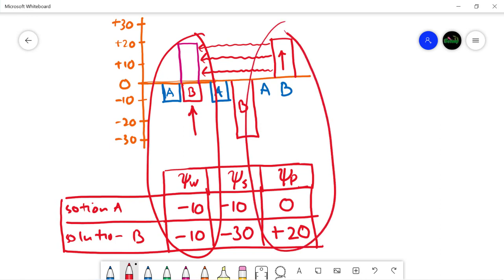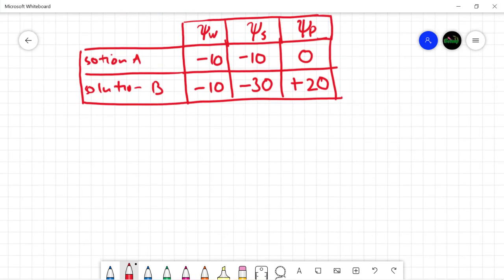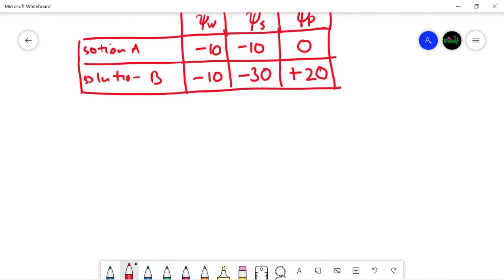This is because of the development of pressure inside. The solute potential has remained unchanged in both the solutions, but the pressure potential has developed in solution B, and due to this pressure, its water potential is now equal to the water potential of solution A. We are almost done. Let's represent the entire process through an equation.